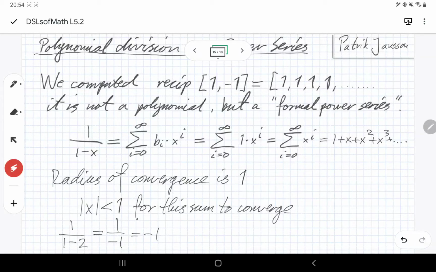Even though for the formal power series, we can add them, multiply them, subtract them, even compute derivatives and so on without caring about that. But when we want to evaluate them in the end, we have to check the convergence radius.